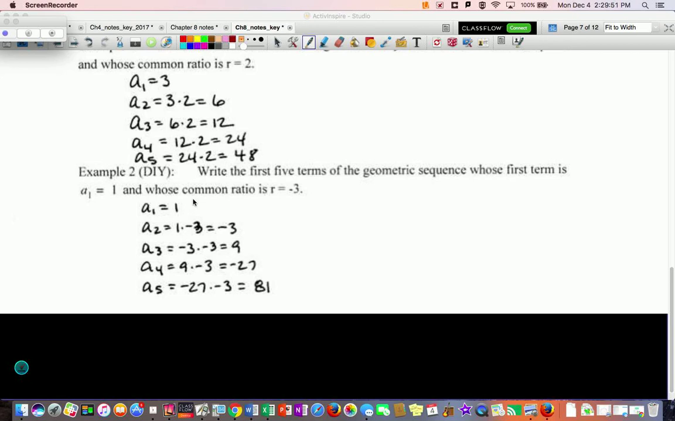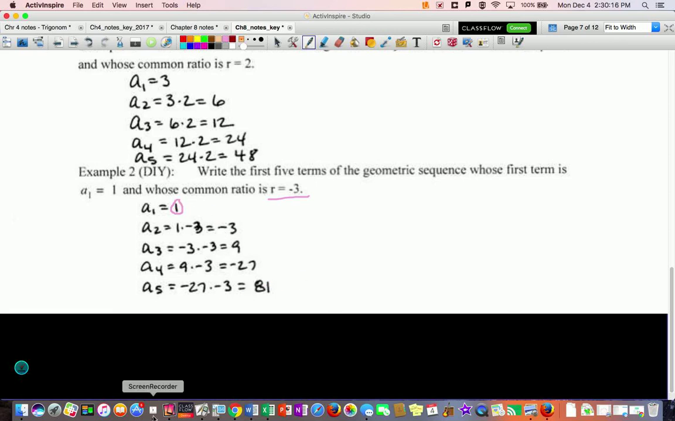All right, so you can see right here we're starting with the 1, and then you multiply by -3, and you get -3. Then you take the last answer and multiply by -3, and you get 9. Then you multiply by -3, you get -27, then 81. So when R is negative, you're going to go back and forth between positives and negatives. Just double check that you're getting the negatives where they're supposed to be. But those are the first 5 terms.